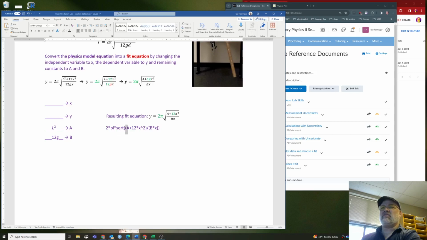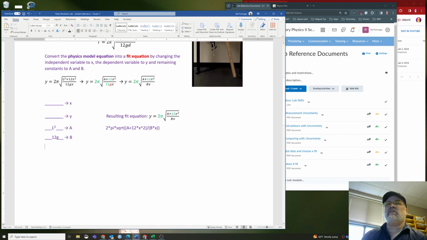And we are taking the square root of everything that's currently in gray. I can tell because we've got an open parenthesis and a closed parenthesis outside the gray. So what are we taking the square root of? Well, we're taking the square root of a fraction. Everything in here is on top of the fraction, a plus 12x squared, and everything down here is on the bottom of the fraction, b times x.